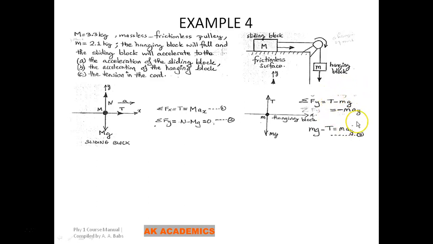If you rearrange those, you will then have mg minus T equals may. That simply means you just bring may to the other side, and then you bring minus mg to the other side, and then you have mg minus T equals may, just like we have T equal to max here.